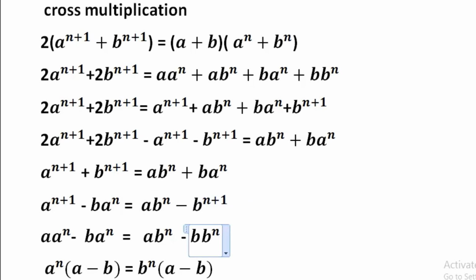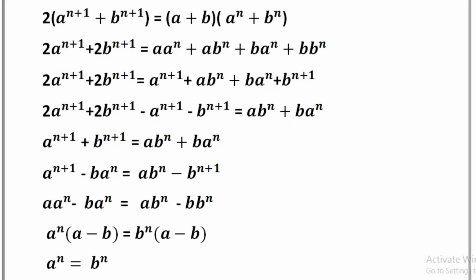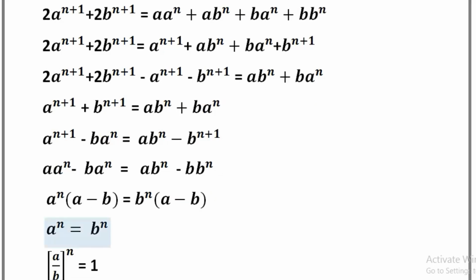So next, take a common: a power n into a minus b is equal to, on the right hand side taking common b power n, so b power n into a minus b. A minus b cancels, so the remainder is a power n is equal to b power n. A power n is equal to b power n can also be written in the form of a divided by b whole power n is equal to 1.